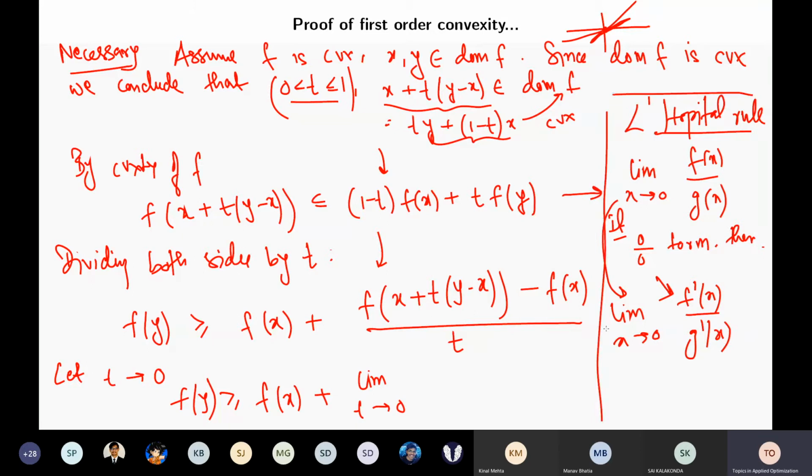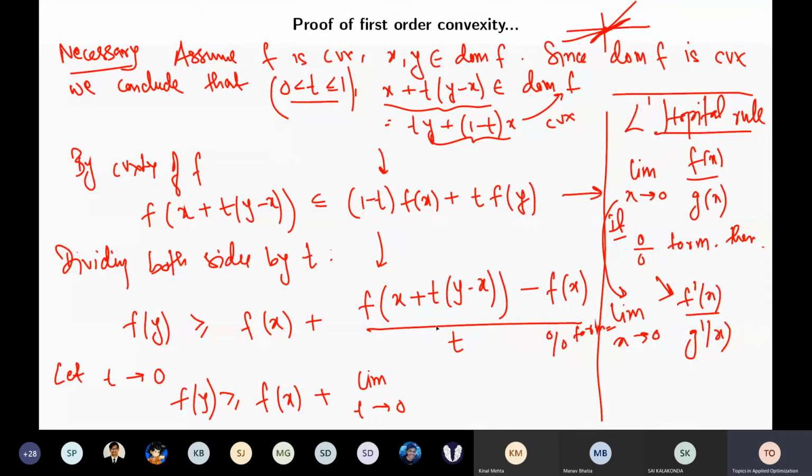Okay, so this will be equal. I'm not going into the proof of this L'Hopital rule, but this is something I'm assuming right now. So this is the tool I'm going to use here, because if I see the whole thing, the numerator is my f and the denominator is my g. In the numerator, we are treating it as a function of t. So if we put t equals 0 here, then this will be f(x) minus f(x), which is 0, and in the denominator, if we put t, it will be 0. So it's like 0 by 0 form.